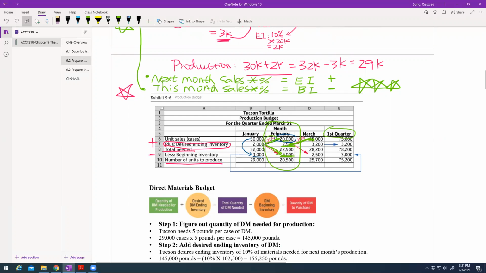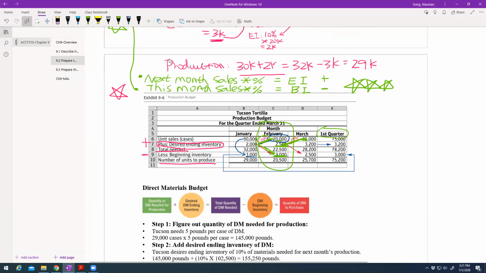I also mentioned that next month's sales times the percentage gives you the ending inventory. This month's sales times the percentage gives you the beginning inventory, because this month's sales is your previous month's ending inventory. The previous month's ending inventory is this month's beginning inventory. Okay, so now let's get started.